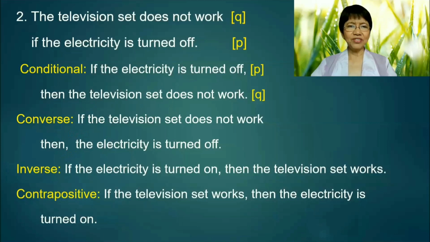Number 2: the television set does not work is the cue, if the electricity is turned off. But the sentence is in the reverse order. So the conditional must be: if the electricity is turned off, then the television set does not work. Converse: if the television set does not work, then the electricity is turned off. Then the inverse is if the electricity is turned on, then the television set works. And the contrapositive is if the television set works, then the electricity is turned on.